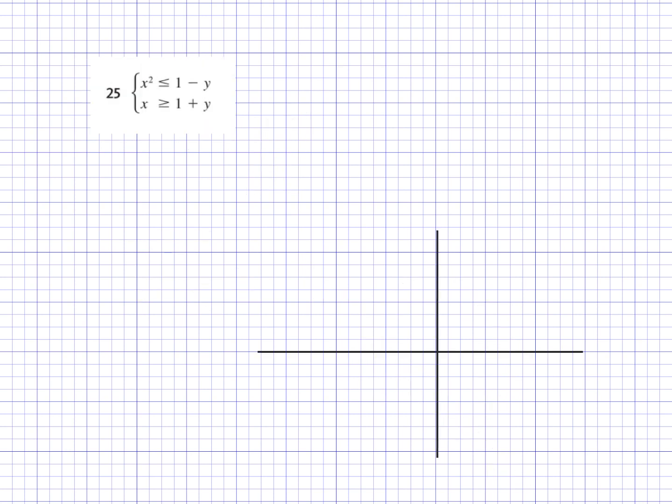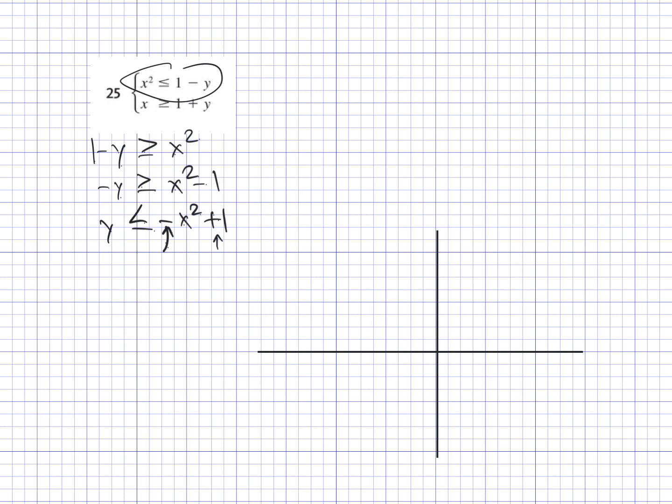Okay, so now we have x squared less than or equal to 1 minus y. So I'm going to turn this around. 1 minus y is going to be greater than or equal to x squared. Subtract 1, and that's x squared minus 1, and divide everything by negative 1, which changes this to less than or equal to. And this would be y is less than or equal to negative x squared plus 1. All right, so it's a parabola that opens down because of the negative. It's a vertical reflection, and it's shifted up 1 unit.